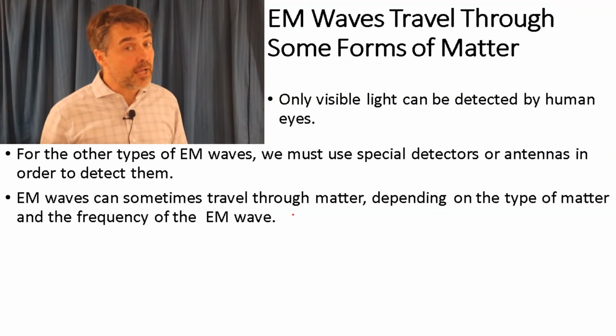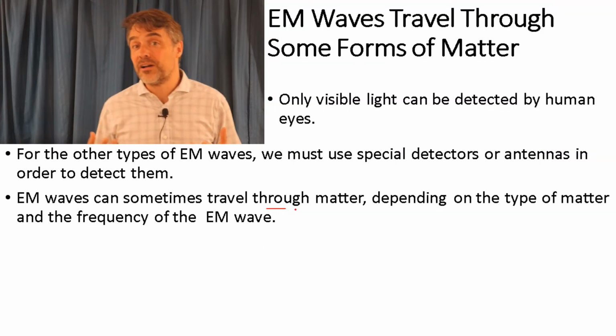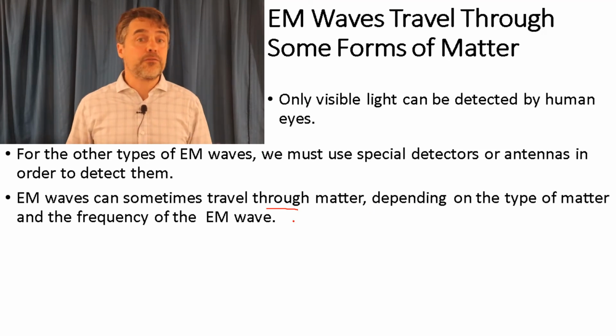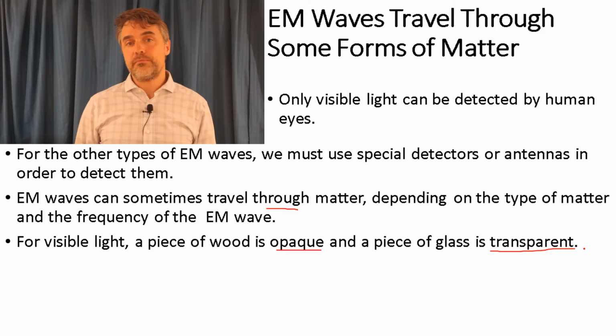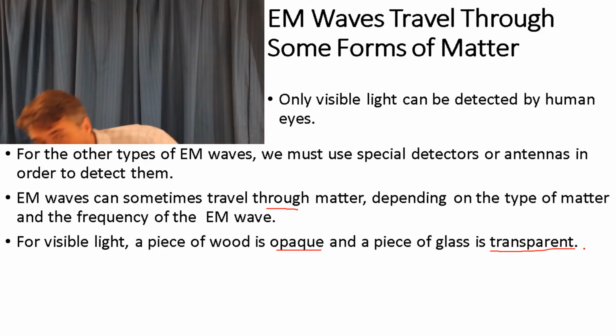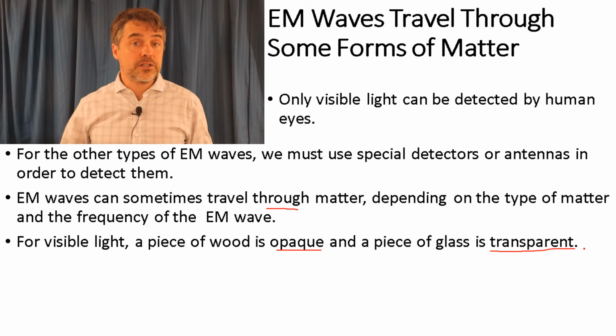EM waves can sometimes travel through matter, depending on the type of matter and the frequency of the EM wave. For visible light, a piece of wood is opaque, and a piece of glass is transparent. That means that EM waves at the frequency of light can travel through glass without much dissipation of their energy, but they get absorbed right away by wood. For other frequencies of EM waves, different materials are transparent.